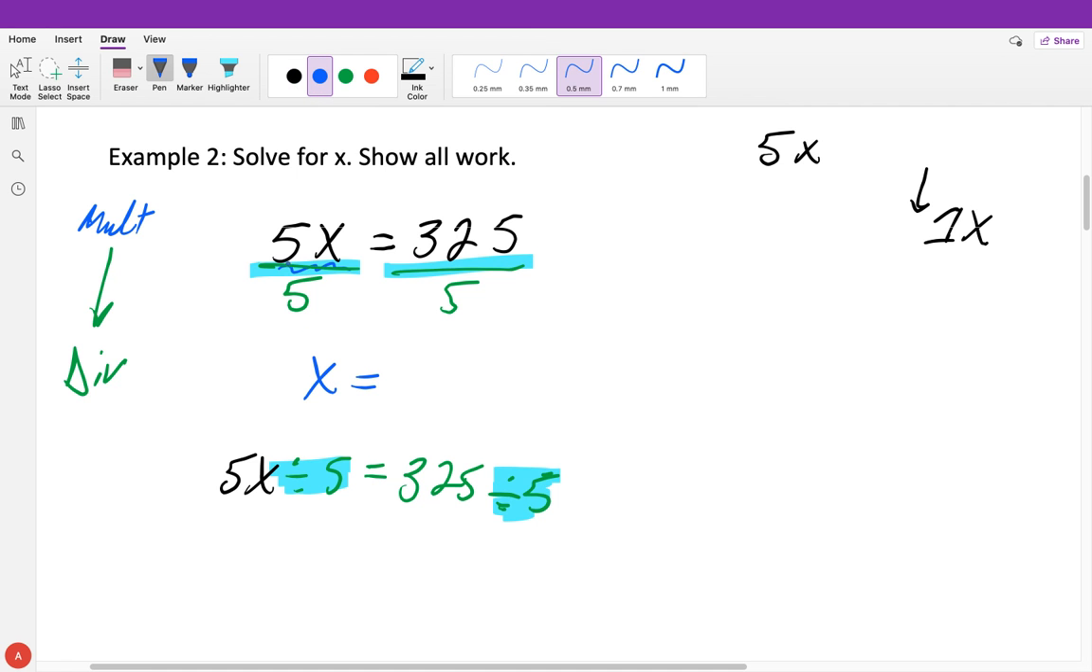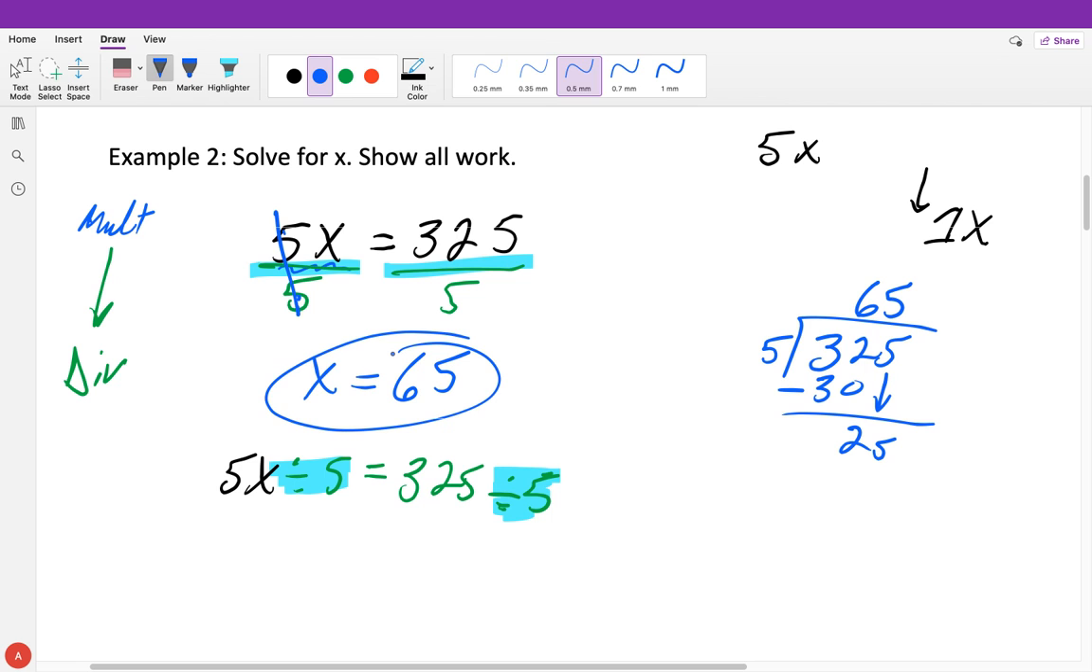So now we get x is equal to, because 5 divided by 5 is 1, well, we don't need to write 1x. And now we just go ahead and do 325 divided by 5. 5 goes into 32 6 times. So then we can subtract 30. Now we get 2. We bring down that 5. So 5 goes into 25 5 times. So x is then equal to 65. All right, so this is how you would need to show your work through that inverse operation. If you can do 325 divided by 5 in your head, that's fine, but it's better to show that work as well.